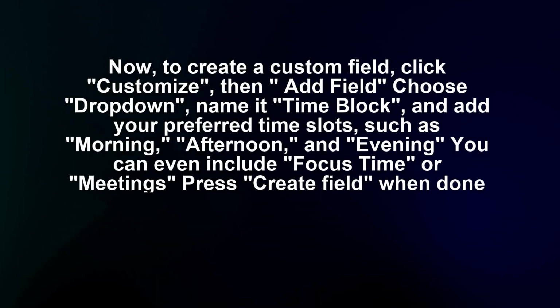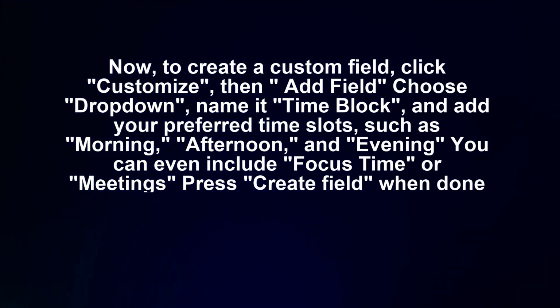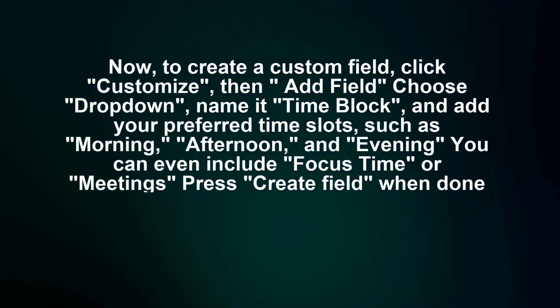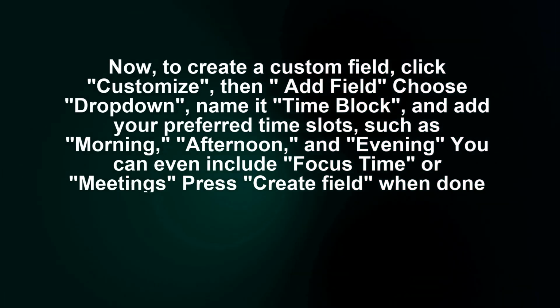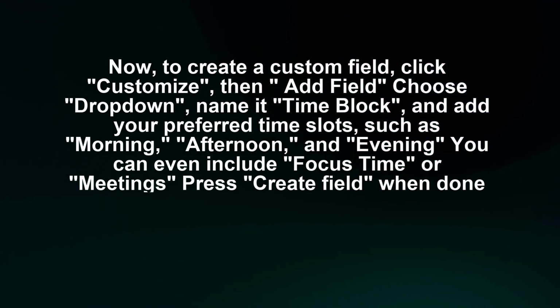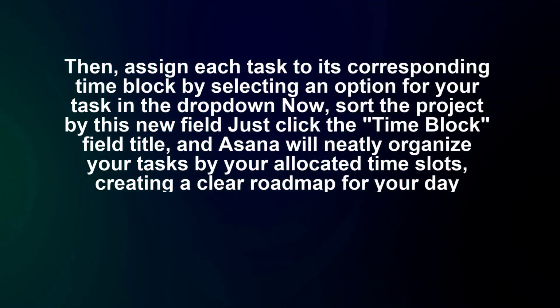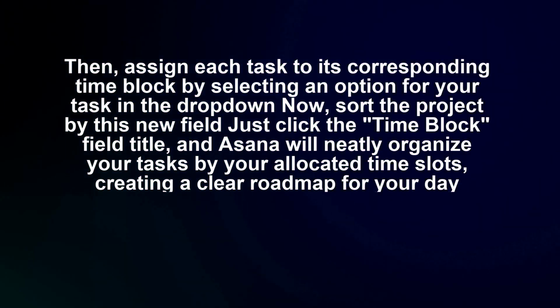Now, to create a custom field, click Customize, then Add Field, choose drop-down, name it Time Block, and add your preferred time slots, such as morning, afternoon, and evening. You can even include focus time or meetings. Press Create Field when done. Then, assign each task to its corresponding time block by selecting an option for your task in the drop-down.